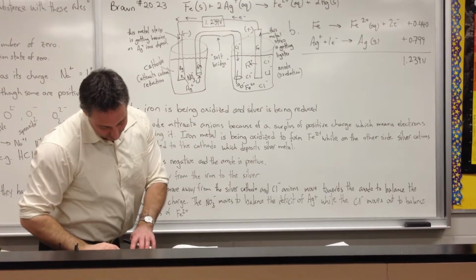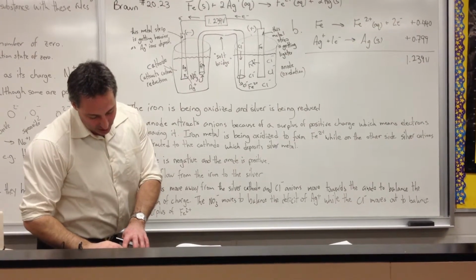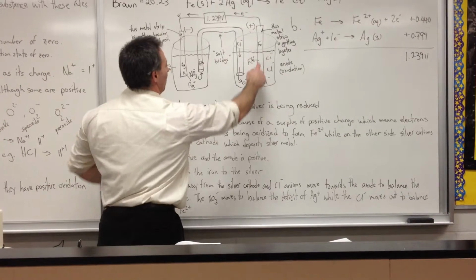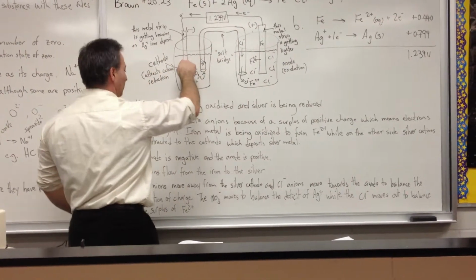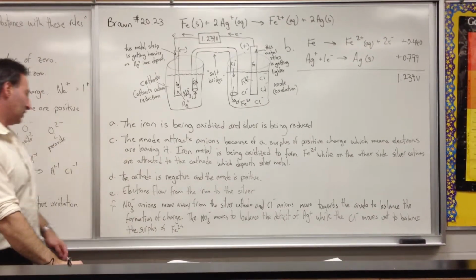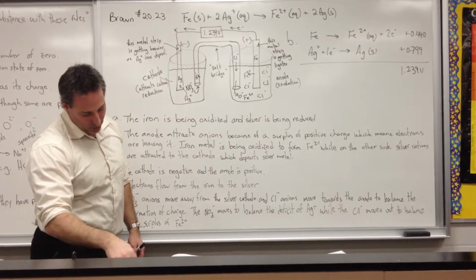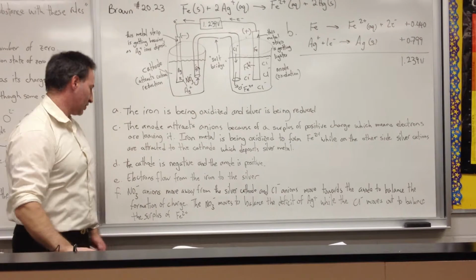Question E. Do electrons flow from the silver electrode to the iron electrode, or from the iron to the silver? The electrons are flowing this way. They're going from anode to cathode, from the iron electrode to the silver electrode. So the electrons flow from the iron to the silver. Finally, in question F, in which directions do the cations and anions migrate through the solution?